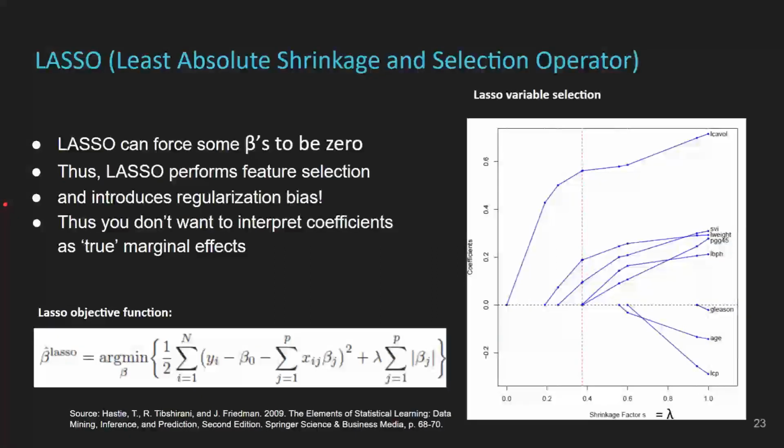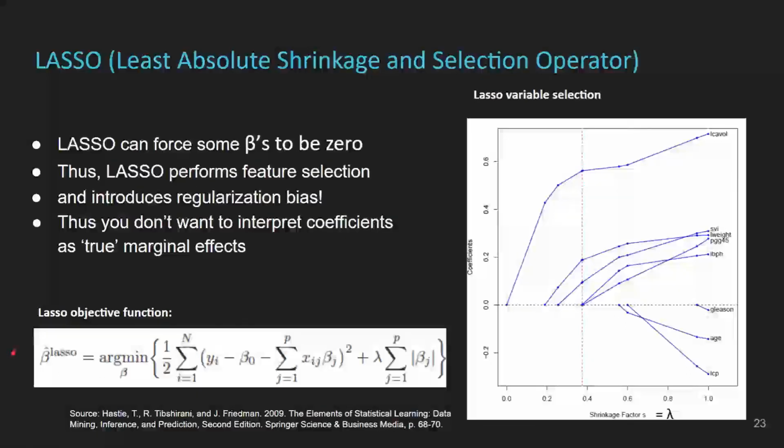That means the coefficients that we estimate are biased, because we add a penalty and deviate from ordinary least squares, which is a method that would yield unbiased estimates of coefficients as long as the data generation process is of that form. So we have to be careful here. We do not want to interpret coefficients as true marginal effects, or as good estimates of true marginal effects.